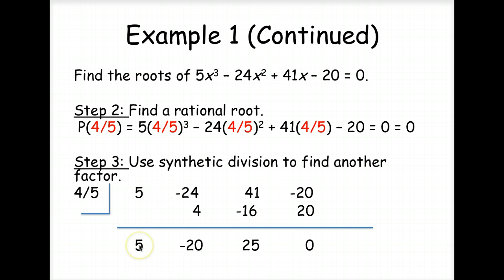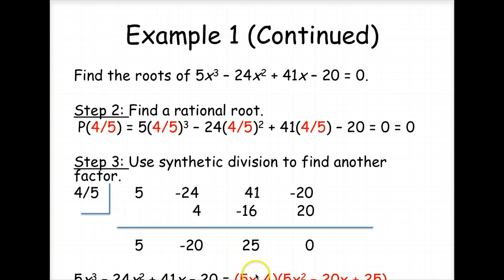Bring down our first term. 4/5 times 5 is 4. Add. Negative 20 times 4/5 is negative 16. And add. 25 times 4/5 is 20. And add. So you see, again, we can determine that 4/5 is a factor because we get a remainder of 0. But because we knew it was a factor and got the remainder of 0, now we can have another polynomial. We started with x to the third, so now we've got 5x squared minus 20x plus 25.